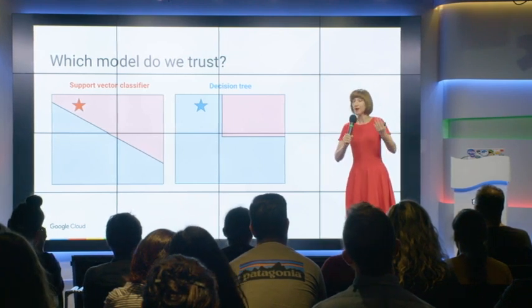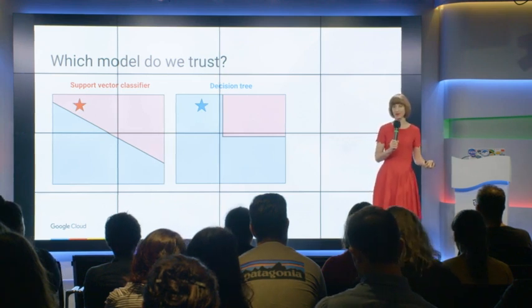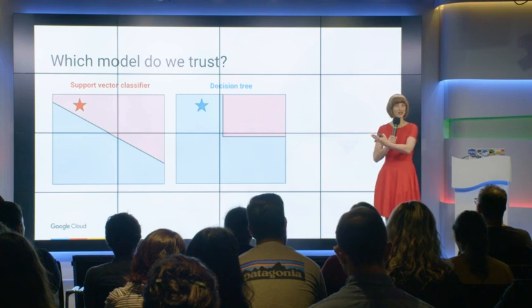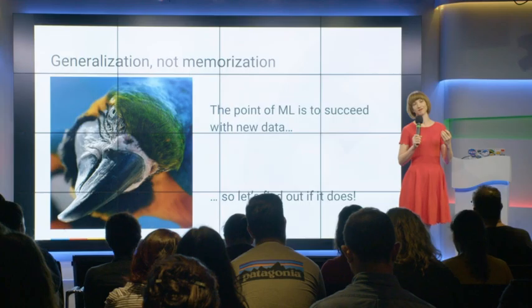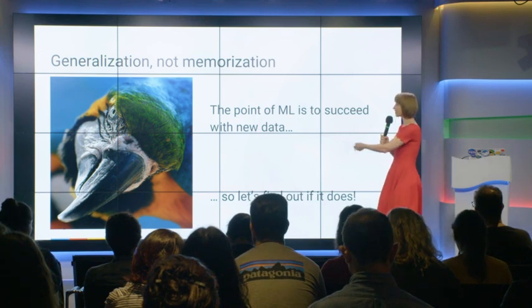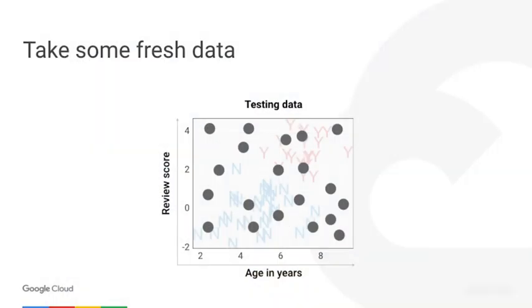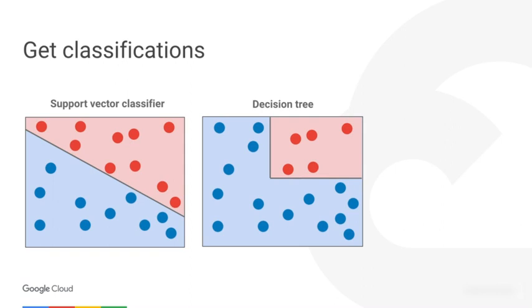Well, we remember that the whole point is, does it work on new stuff? And so we simply see which one actually does work on the new stuff. The point is to generalize beyond our data. So that is how we evaluate. Let's find out who wins on new data. So in comes some new data, and we apply both of our recipes to it. And of course, we get different answers.